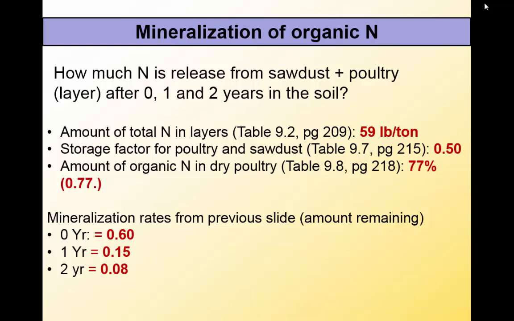So a simple question might be, how much nitrogen is remaining in a sawdust and poultry layer after 0, 1, and 2 years in the soil? So you go to all those tables. You pull out the amount of total nitrogen in the layers. It's table 9.2, page 209. It's 59 pounds per ton. The storage factor for poultry and sawdust, table 9.7, page 215. It's 0.5. Then the amount of organic nitrogen in dry poultry, 77% of that is organic. So 77% has to be mineralized. And then you'd have mineralization rates for each year, 0, 1, and 2.